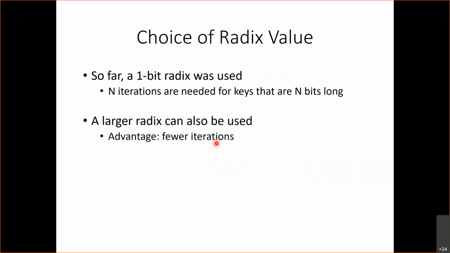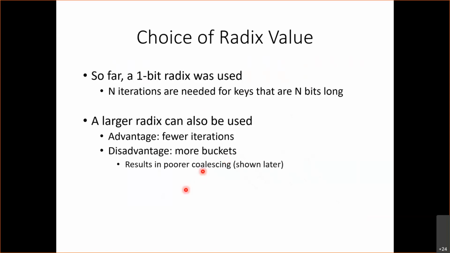But what is the disadvantage of using a larger radix? I kind of mentioned it already. There's a higher chance that the stores are not going to be coalesced. Right, exactly. So the disadvantage of a larger radix is I have more buckets. So there's more buckets that I need to write from shared memory to global memory. So there's more distinct locations I need to write to. So this results in poorer coalescing, as I'm about to show.